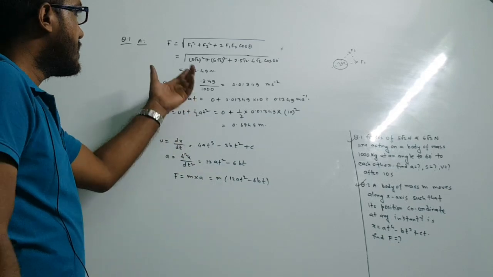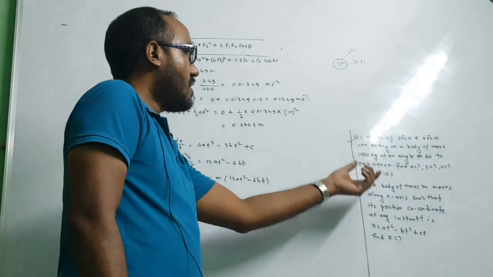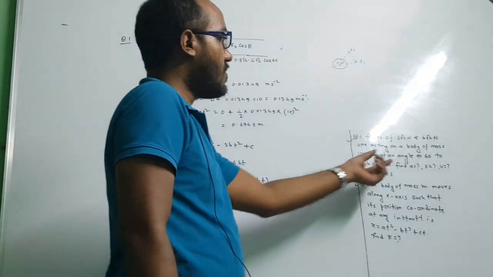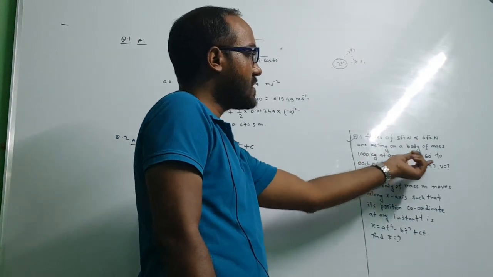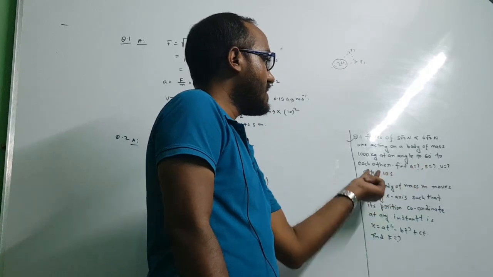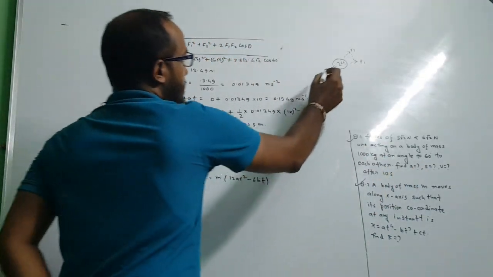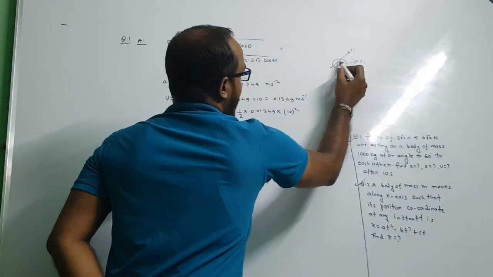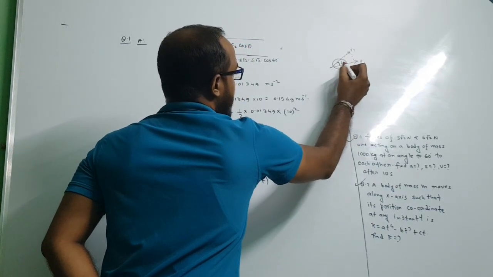So let us see the solution of the first question. The question is: forces of 5√2 Newton and 6√2 Newton are acting on a body of mass 1000 kg at an angle of 60 degrees to each other. Find acceleration, displacement and velocity after 10 seconds. See, if this is an object, you are applying forces F1 and F2 on this object at an angle of 60 degrees to each other.